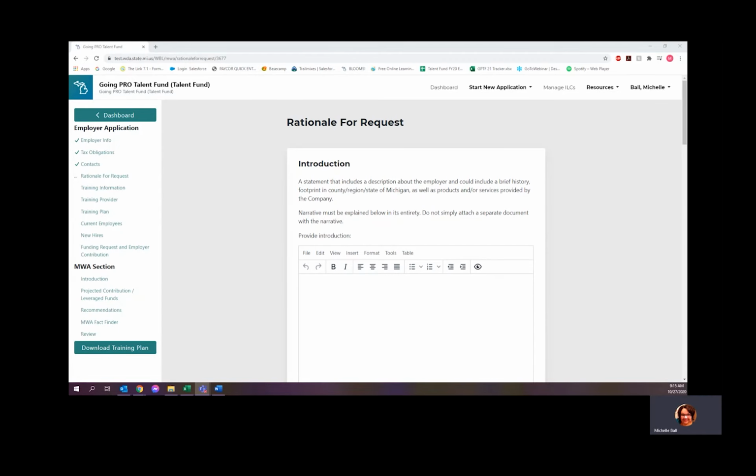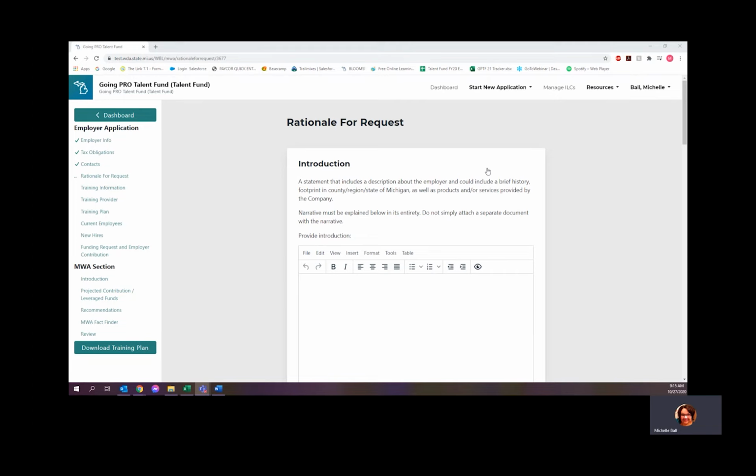Okay, continuing on in the employer application for the Going Pro Talent Fund online system. We have already completed in a prior video this employer info section, the tax obligations, and the contacts. And now we are into kind of the meat of the application. This is perhaps the most important part of the entire application.